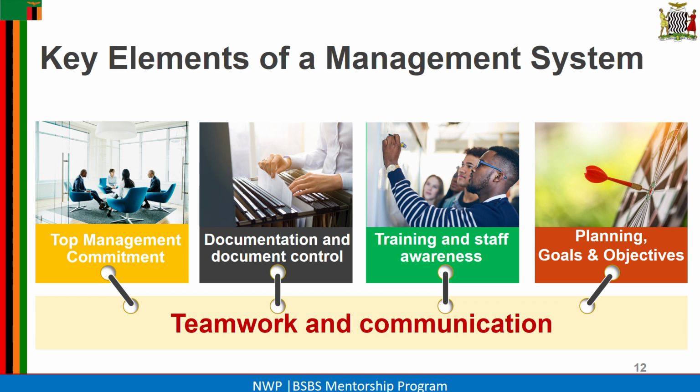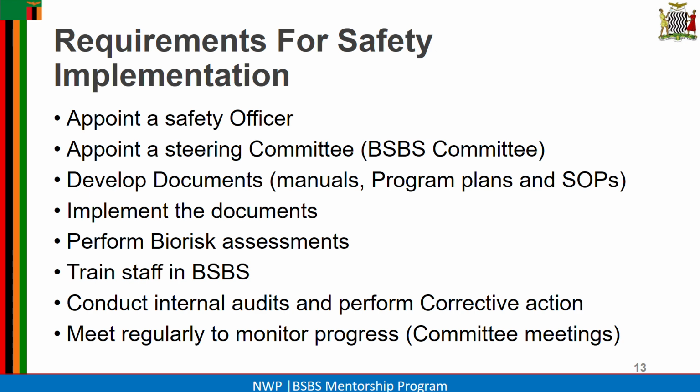But what you need to do also comes from whether or not you've planned. If you have not planned and you don't have goals and objectives, then you won't have anything to tell people to say this is what we need to do. But if you're telling people what you need to do and you want people to understand what is supposed to be done, mostly you will need your training and staff awareness. So all the elements will speak to each other in one way or the other. So basically, that's what this slide is just trying to tell us, to say these are the key elements of a management system.